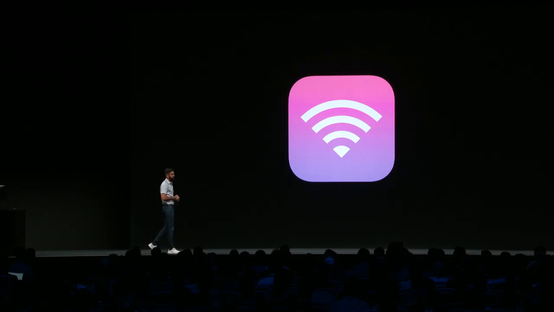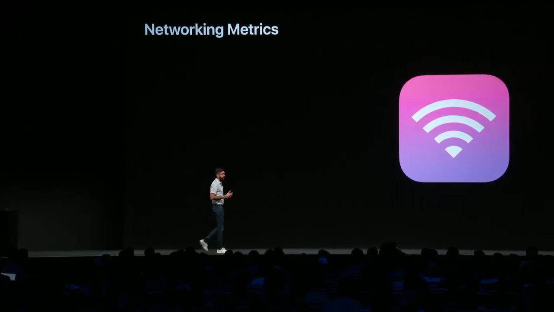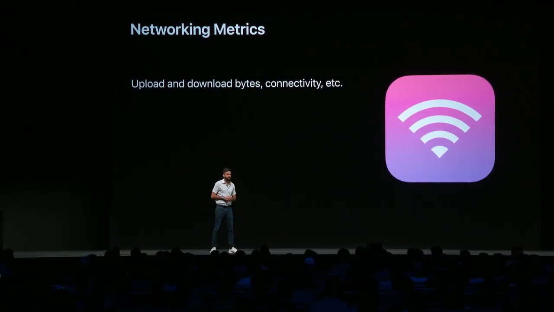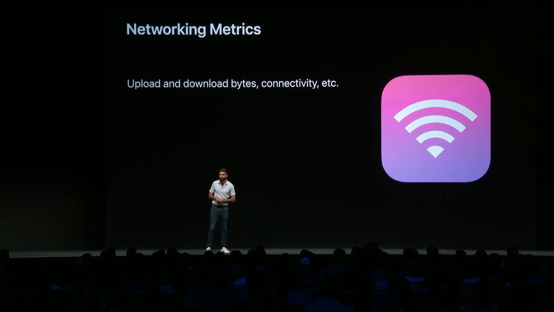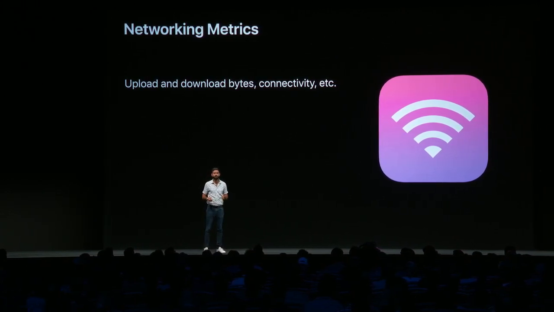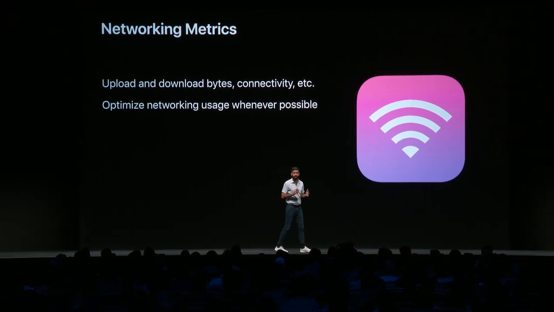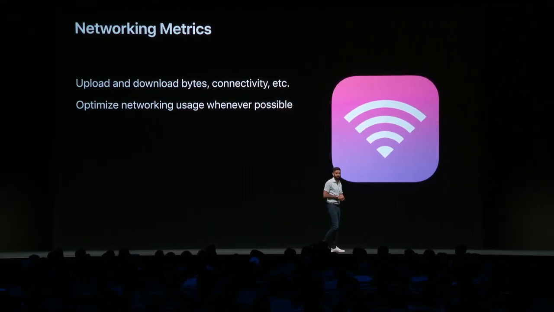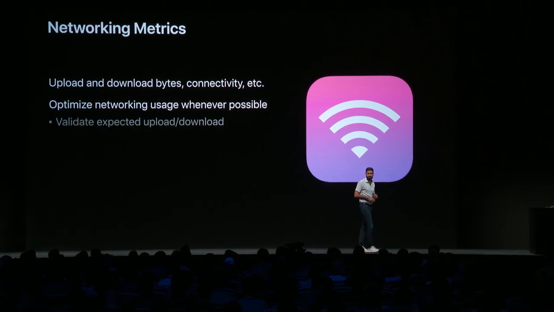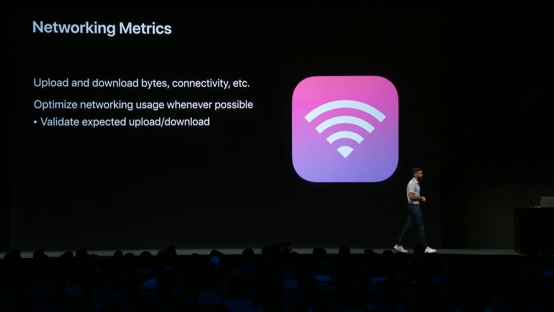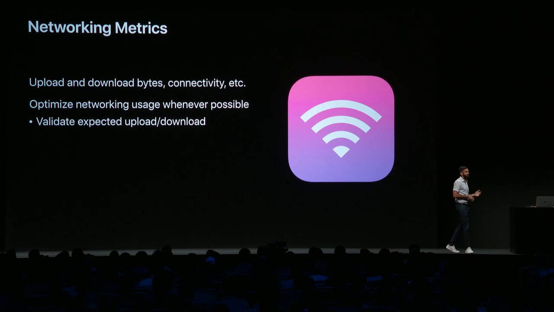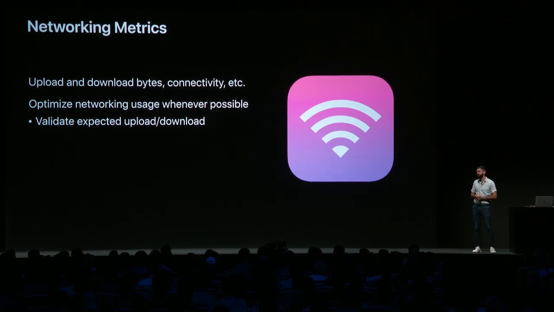Last but not least, we have the networking metrics. And as you might already imagine, these are going to be metrics such as upload and download bytes over cellular and Wi-Fi, and connectivity metrics. We want you to optimize networking usage whenever possible, because it is a high-energy subsystem. So do things with these metrics, such as validating your expected upload and download counts. Maybe you have an upload that should have occurred at a later time. You can use these metrics to figure that out.